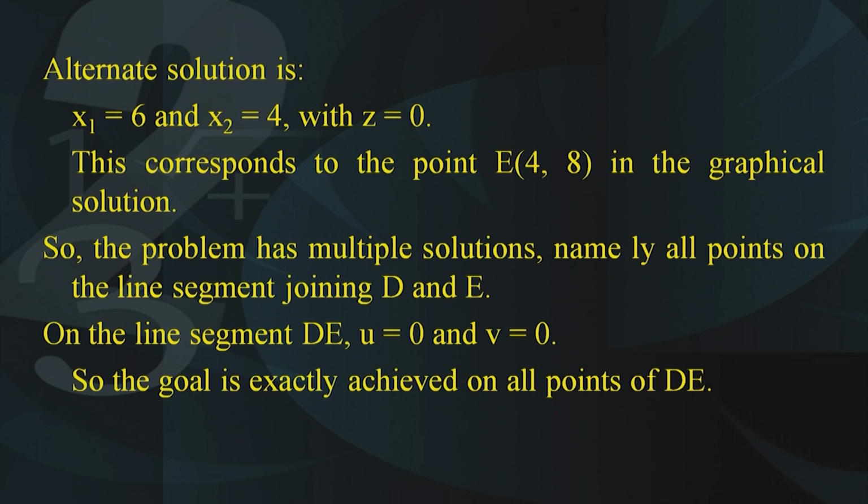So on all points of the line segment DE, the goal is exactly satisfied, and this matches with our graphical solution. So the goal is exactly achieved on all points of DE. Of course, using the simplex method, it is difficult to identify the underachievement and the overachievement solutions.